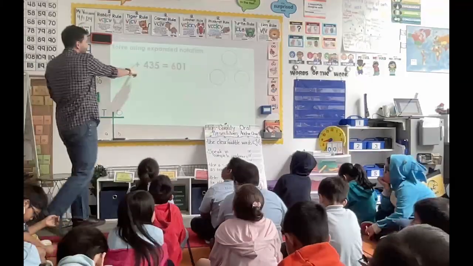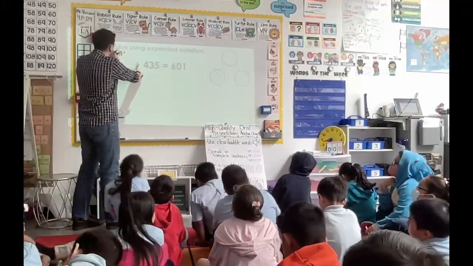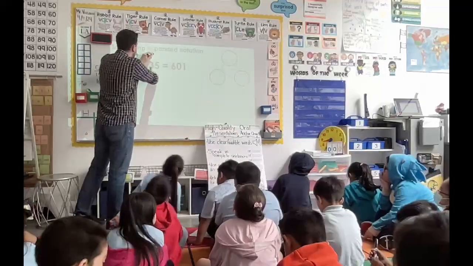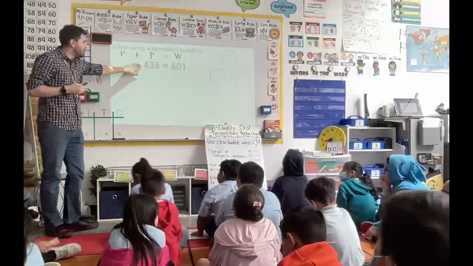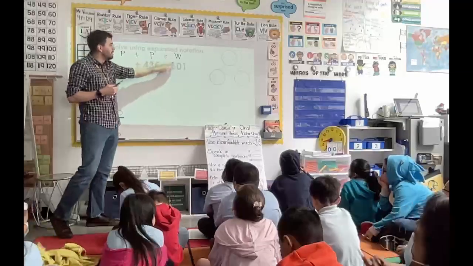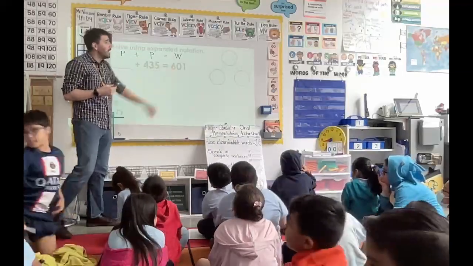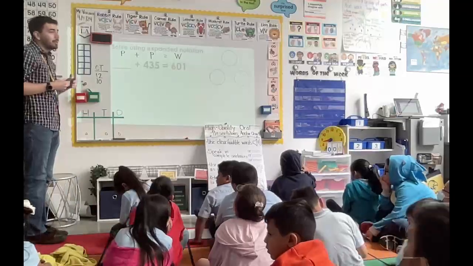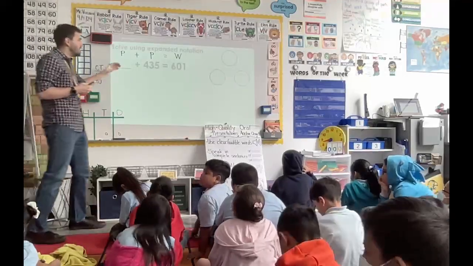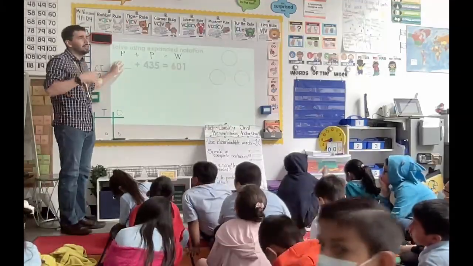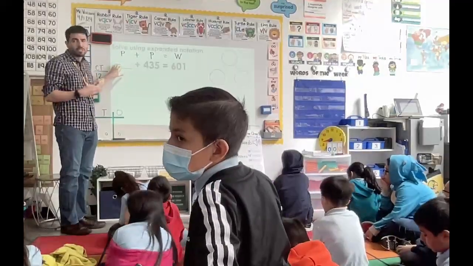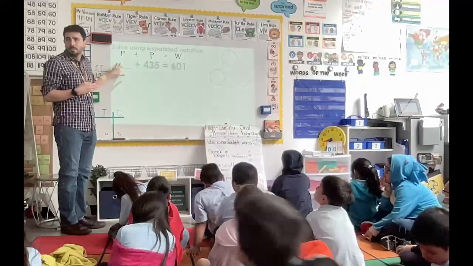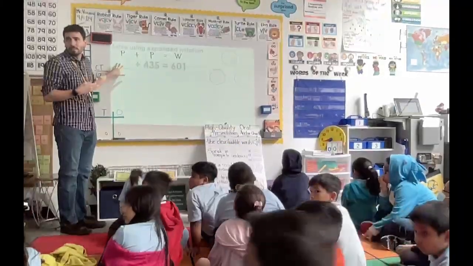So I see a plus sign, so I know I need the labeling that has plus sign, which is part plus part equals whole. So I know one of my parts is 435. I know one of my wholes is 601. I'm going to go ahead and think about it. If I'm missing a part, then I need to subtract. Let's go.